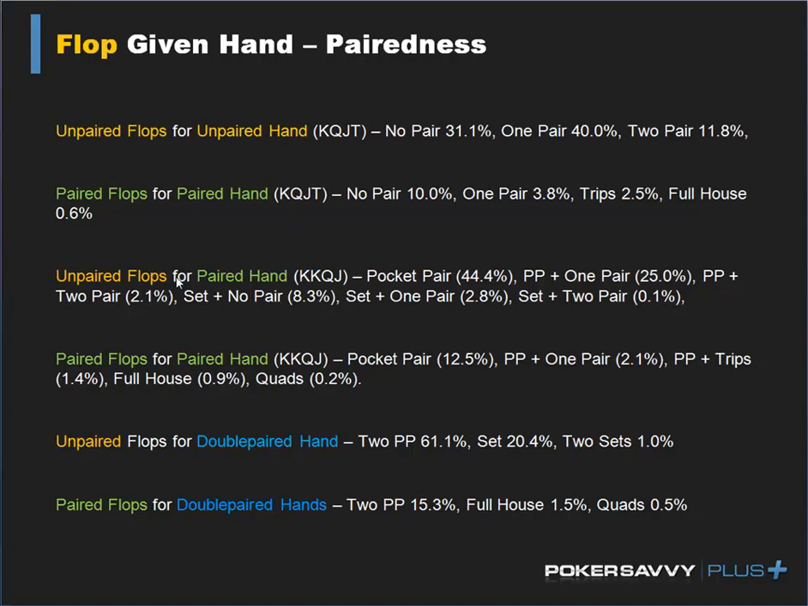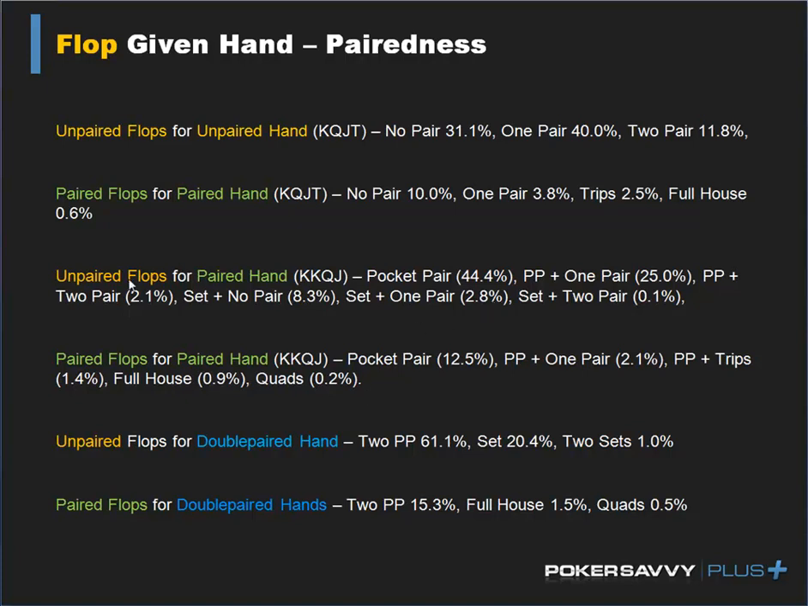Similarly, unpaired flops for paired hands. One of these we already know. Common knowledge is the frequency of flopping a set is roughly 7 to 1. I always get confused about how to write it: 1 in 8 is the chance, which I guess should be written as 7 to 1. And you see it broken down into set plus no pair, plus one pair, and plus two pair, and this does add up to like 11%. And then there's another 1% chance of flopping a full house or quads, which brings us to 12% total. And then there's all of these other flops.